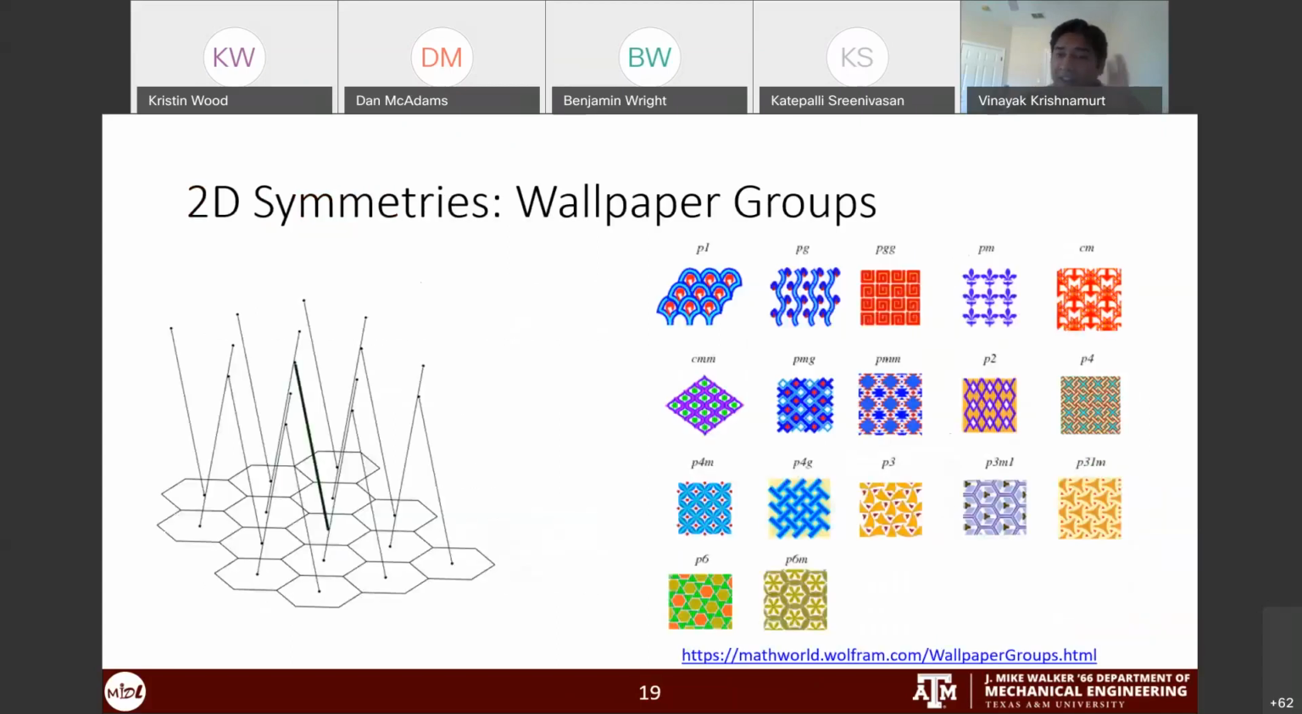Okay, so let's start with the simplest form of symmetries, 2-dimensional symmetries. So there are only 17 of these. These are called wallpaper groups or wallpaper symmetries.